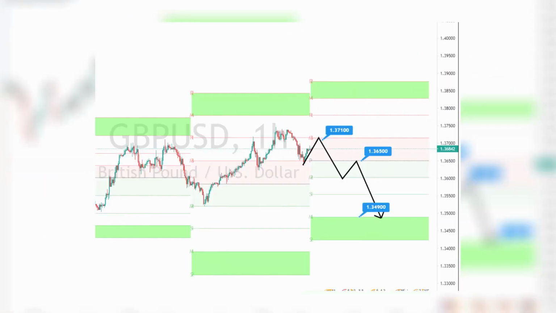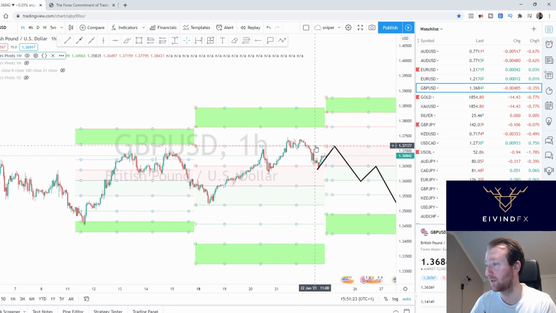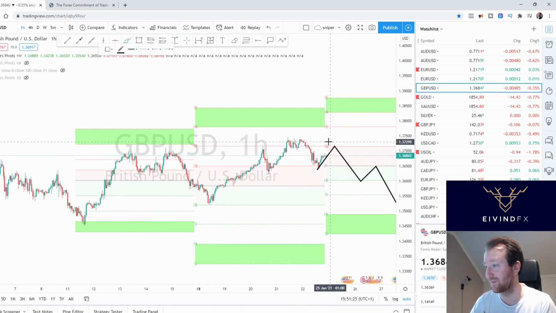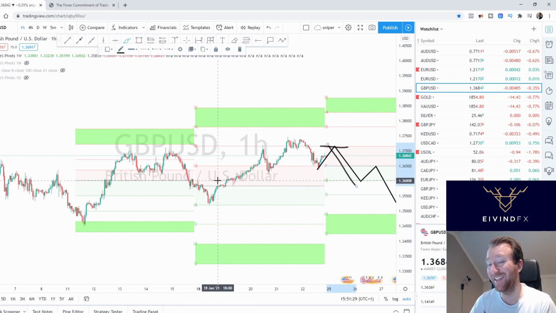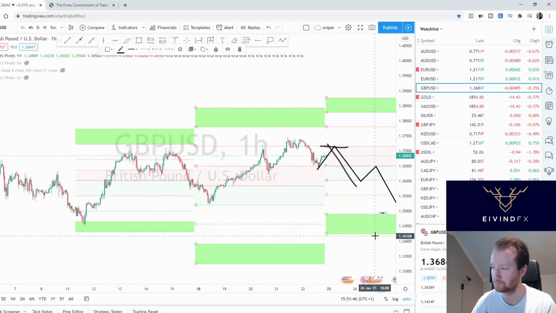For pound dollar, we are seeing the same thing that we expect in euro. We're expecting price to maximally come up to 37.10 before falling, making a new low. That engaged the buyers, and I don't want to see a higher high after that. So I would plan to sell again at 36.50 and then take it down to 35. That is my plan for this week.